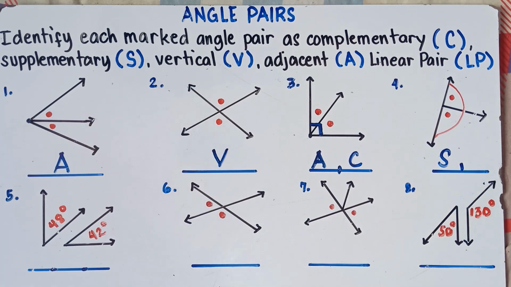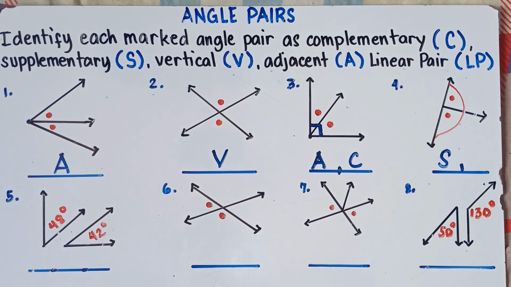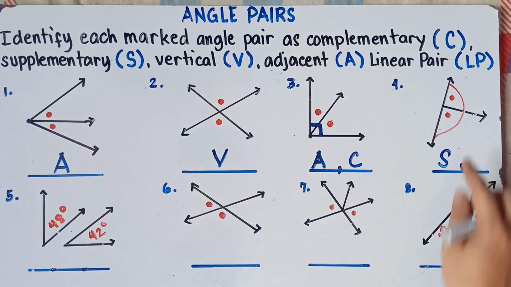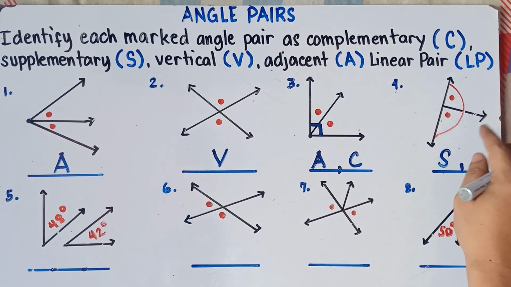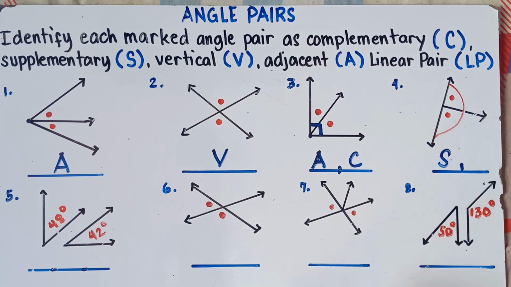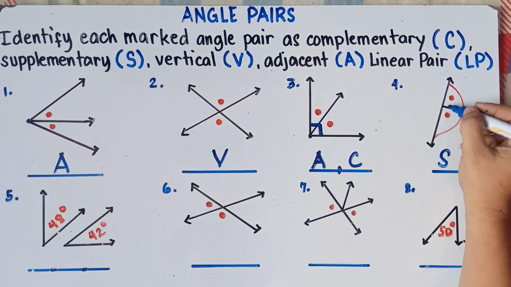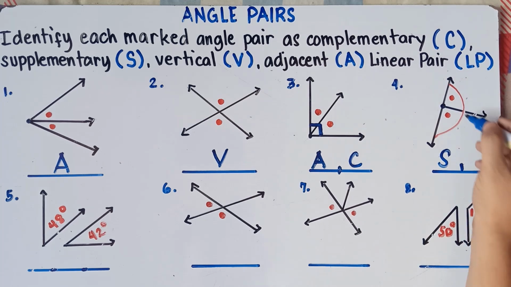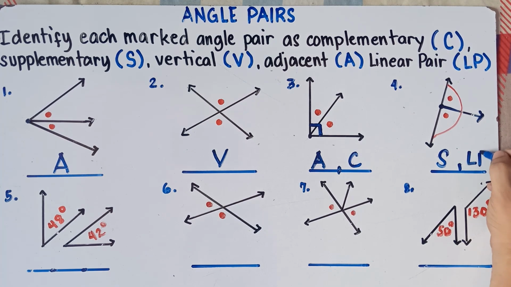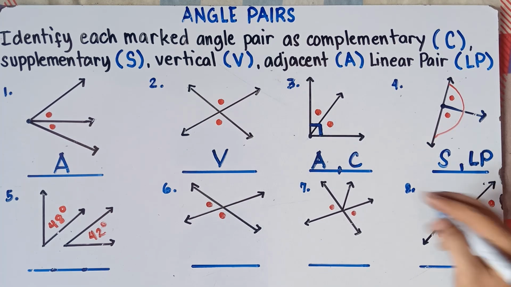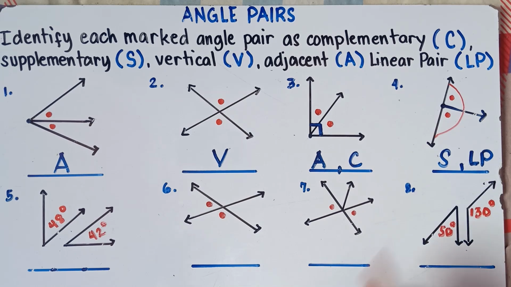Now, next question, can we call this one linear pair? Yup, we can call that one linear pair because if you add the two angles, it is 180 degrees, and these two angles are adjacent angles because they share a common vertex and they share a common side. Alright, so this is also linear pair. So the two angles are supplementary angles, and the two angles are a linear pair.